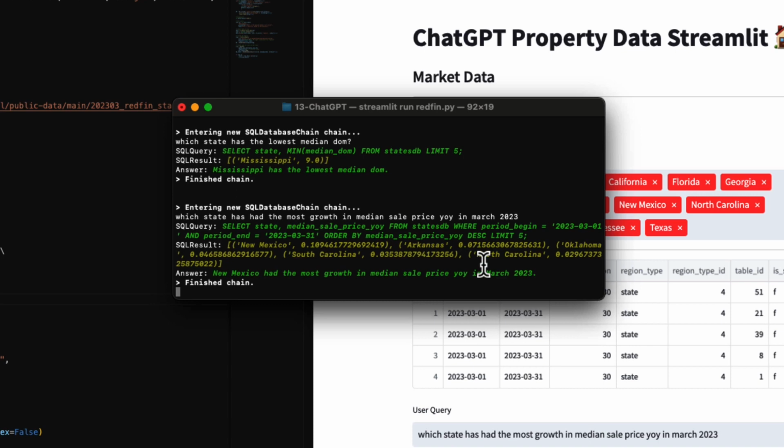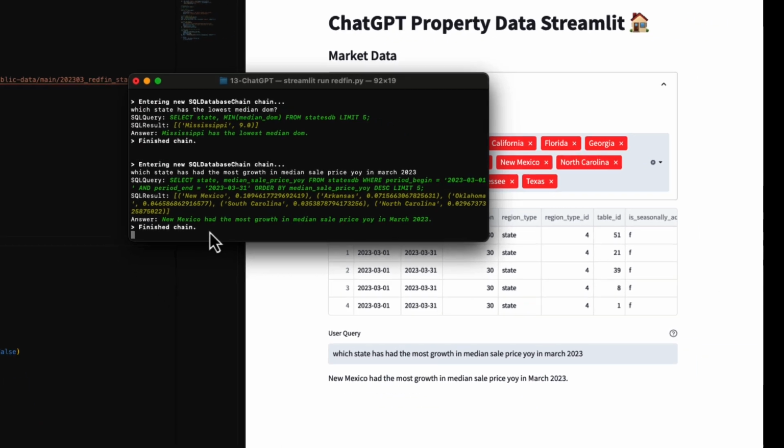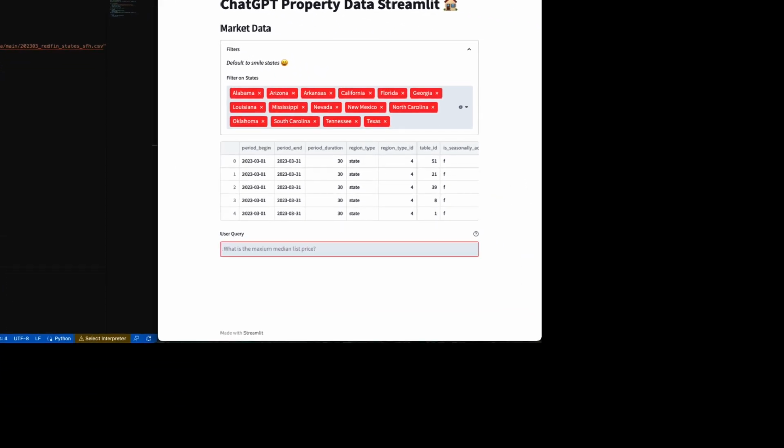What I love about this is that when we receive our results, it again is easy to interpret as a single sentence and we get the right answer, which is New Mexico. Let's ask one more question. Let's see if OpenAI can interpret a question that takes in multiple rows of data. So let's say, which state has seen the most price drops over the last 6 months?